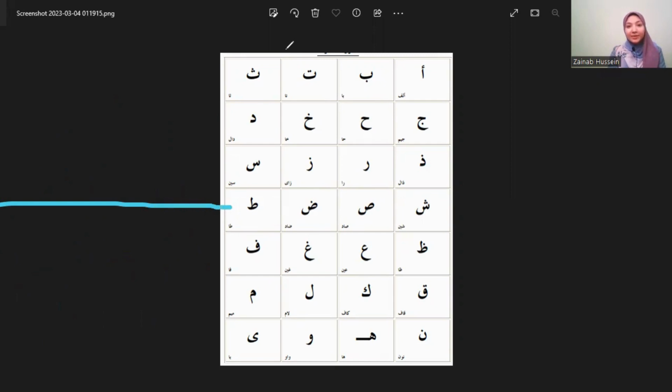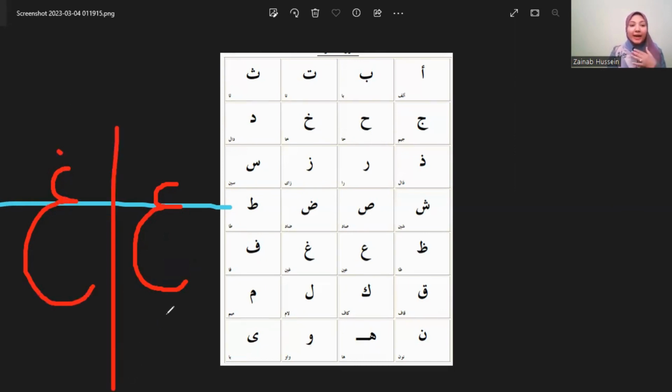Something called ayn, which is a small incomplete circle connected with a big incomplete circle. Ayn, and this one will be ghayn. Two sisters. Ayn. Okay, so from the throat. Gha, from the back of the throat. So ghayn. Ayn, repeat it.